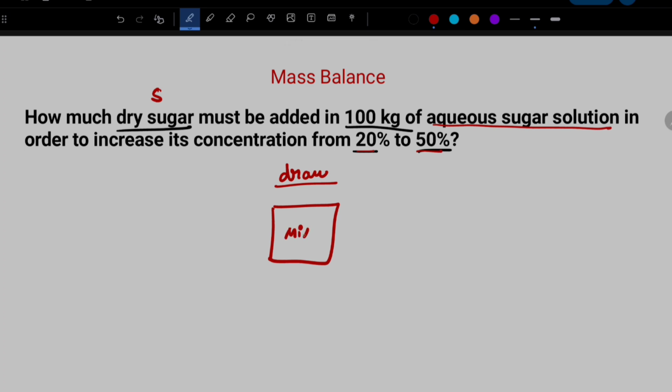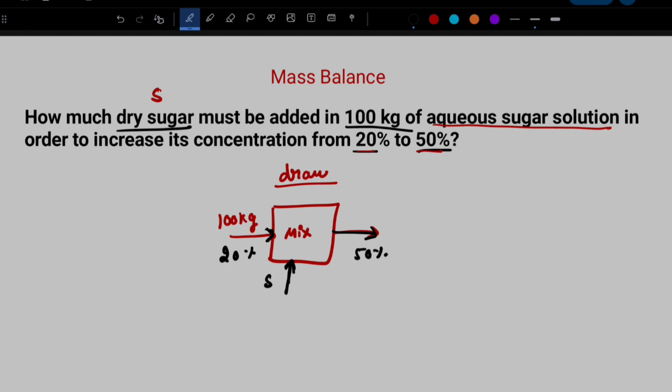We are doing the mixing operation. How much am I adding? I am adding 100 kg of aqueous sugar solution. And when it gets out, the concentration has increased from 20% all the way to 50%. It's increased, and because of what? I'm adding some dry sugar. Why am I pointing this arrow here? Because these two things have been added and mixed, and we got out this 50% concentrated sugar.